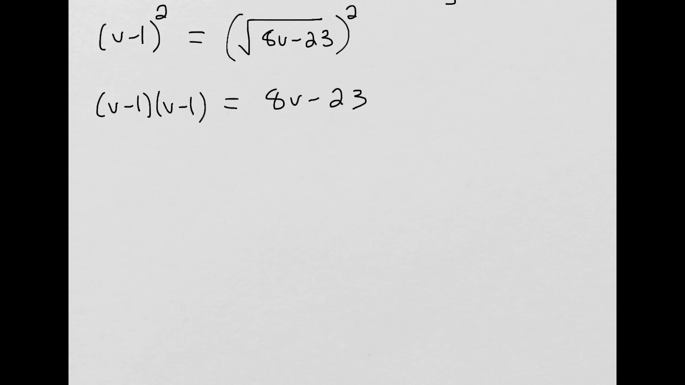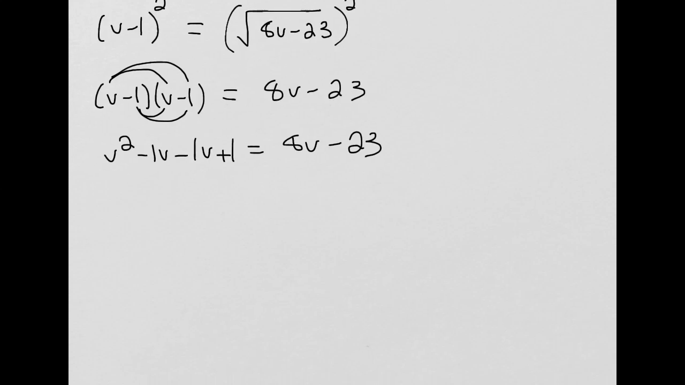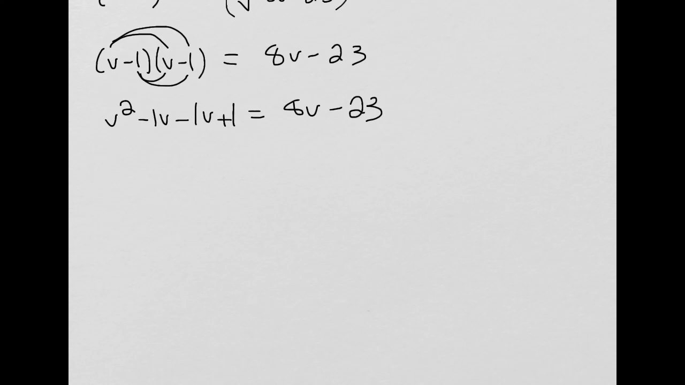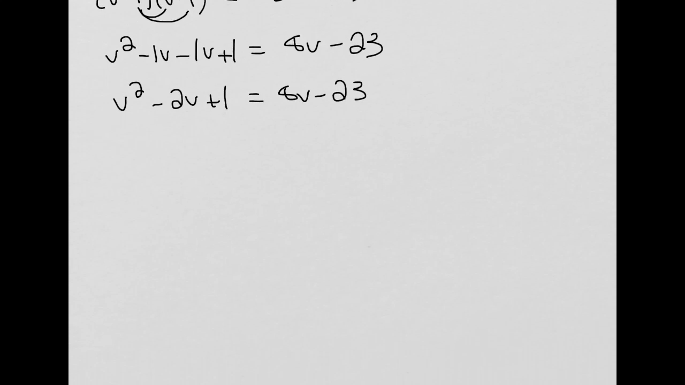So on the left-hand side, if I multiply out what I have, I end up with v squared minus 1v. Distribute the minus 1 through, I get another minus 1v, and then negative 1 times negative 1 is plus 1 at the end. On the right-hand side, I get 8v minus 23. If I combine like terms, I've got v squared minus 2v plus 1 equals 8v minus 23. And now I'm done with that first step.